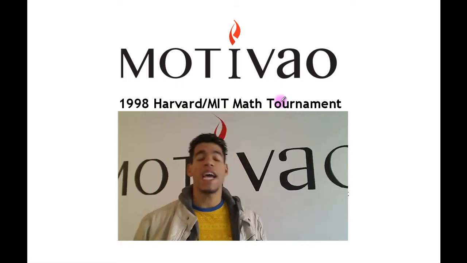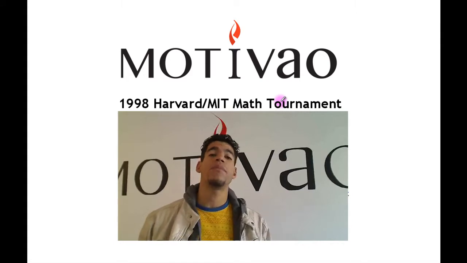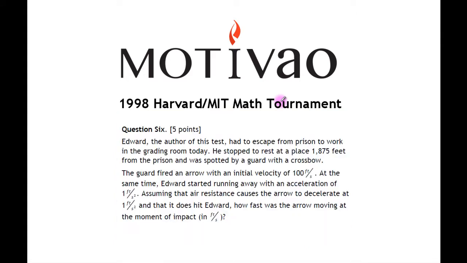Today we're going to talk about the 1998 Harvard MIT Math Tournament, question number 6 of the calculus part. It states: Edward, the author of this test, had to escape from prison to work in the grading room today. He stopped to rest at a place 1,875 feet from the prison and was spotted by a guard with a crossbow. The guard fired an arrow with an initial velocity of 100 feet per second.